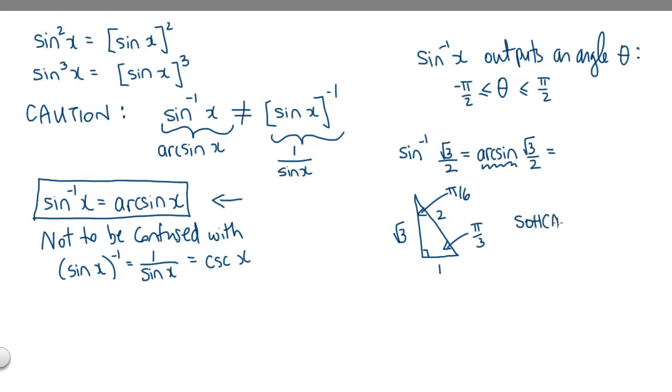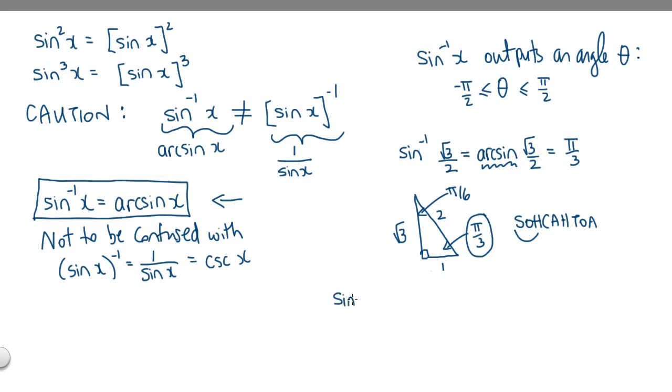Well, it might help to have SOHCAHTOA written down for us. Remember that the sine function is opposite over hypotenuse. So we need an angle that gives us opposite over hypotenuse equal to √3/2. Well, if we choose π/3, opposite has length √3, hypotenuse has length 2, so π/3 is the angle that we're looking for.